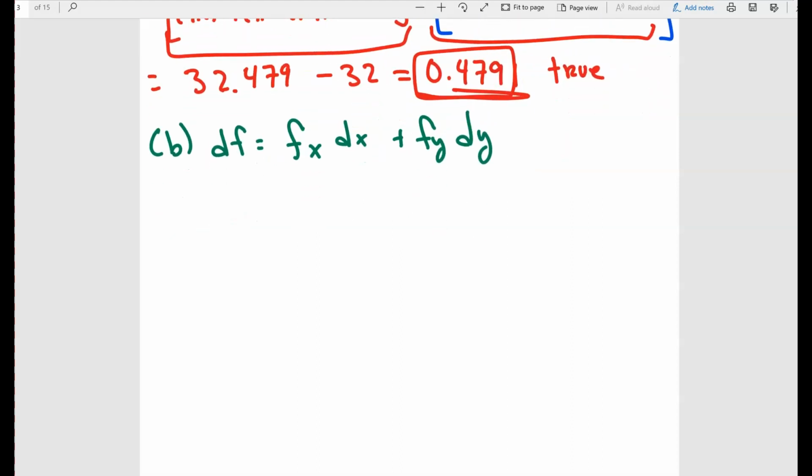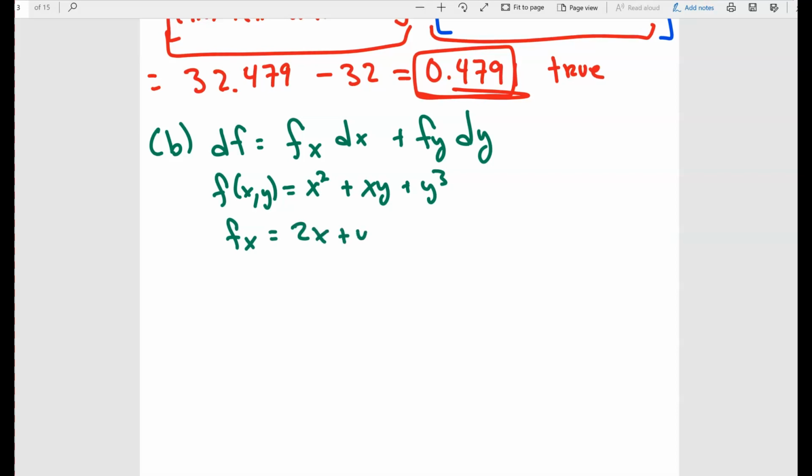Okay, so now all we have to do, we know that the function itself, f of x comma y, is equal to x squared plus xy plus y cubed. So the partial derivative with respect to x is just going to be 2x plus y, and the partial derivative with respect to y is just going to be, this goes away, so I'm just left with an x, and then plus 3y squared.